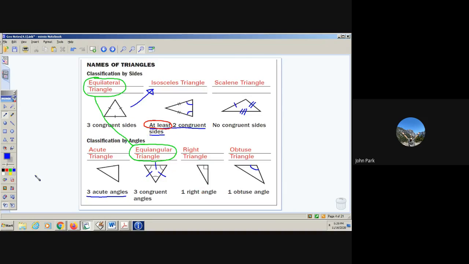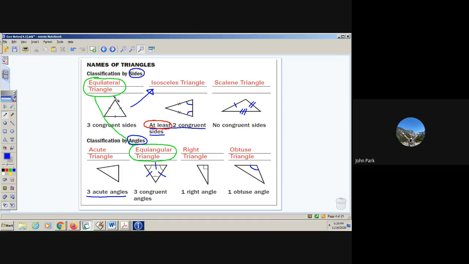All right, so how do we classify triangles? Well, we can classify triangles by their sides, and we can classify triangles by their angles. Some of them overlap, so you could have two different names for each triangle: one name according to how the sides are compared, and another name according to how the angles are compared.